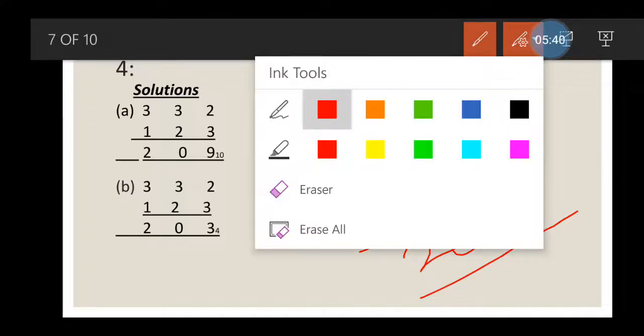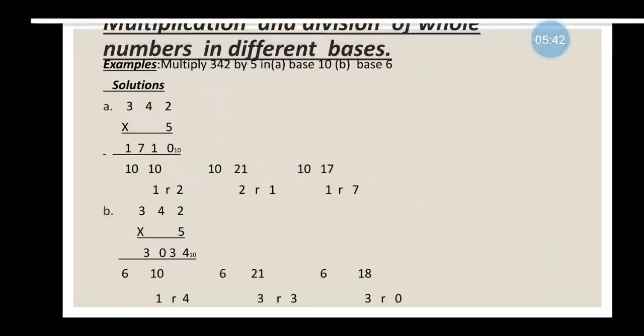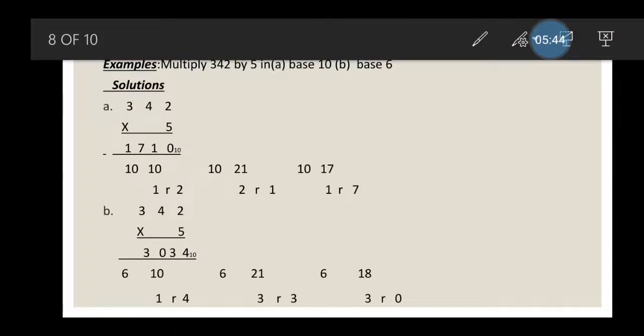I hope the subtraction is clear as we move on to the multiplication. Please still follow me closely. So for the multiplication, we are looking at multiplying 342 by 5 in base 10 and in base 6. So 342 times 5.